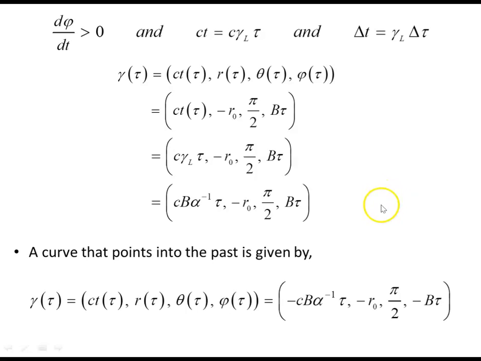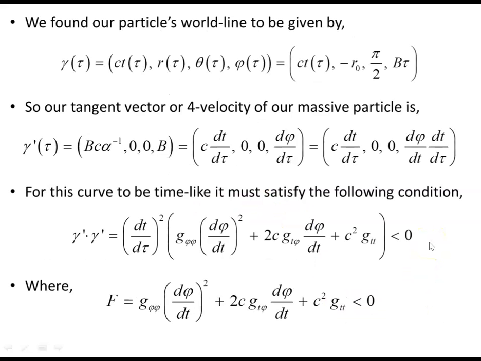Now, for a curve that would point in the past, we're going to have a negative b value. So we're going to put that in like this. Okay, a future pointed curve would go like this, a past one, that. All right, we found our particle's world line to be this object here.